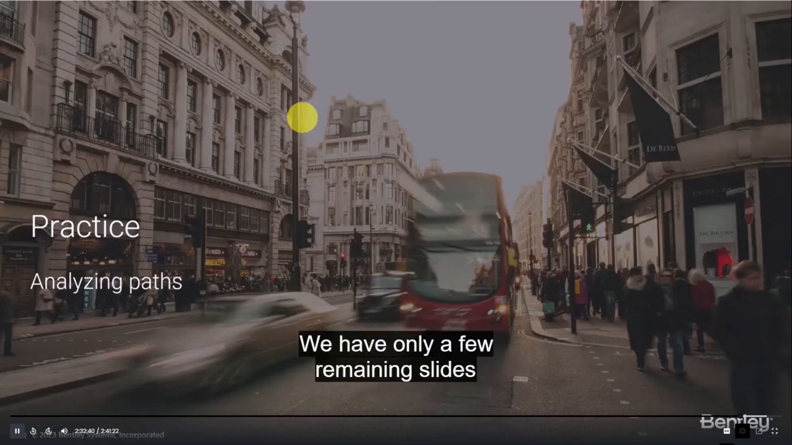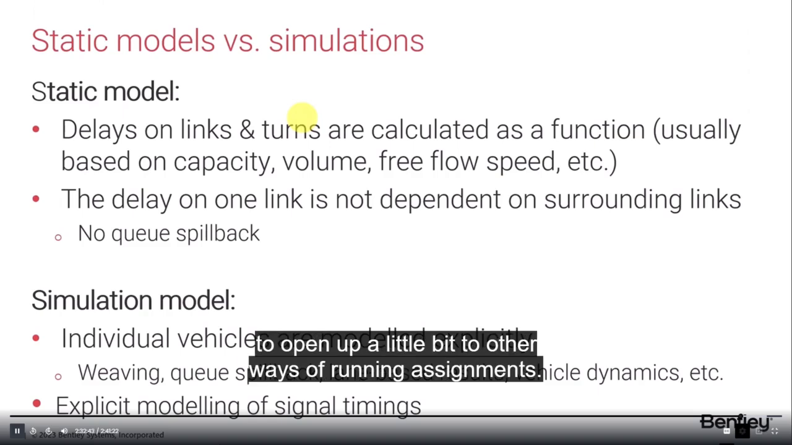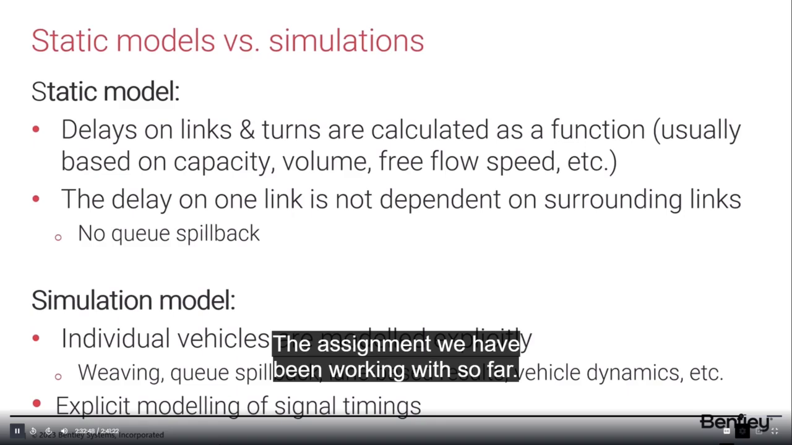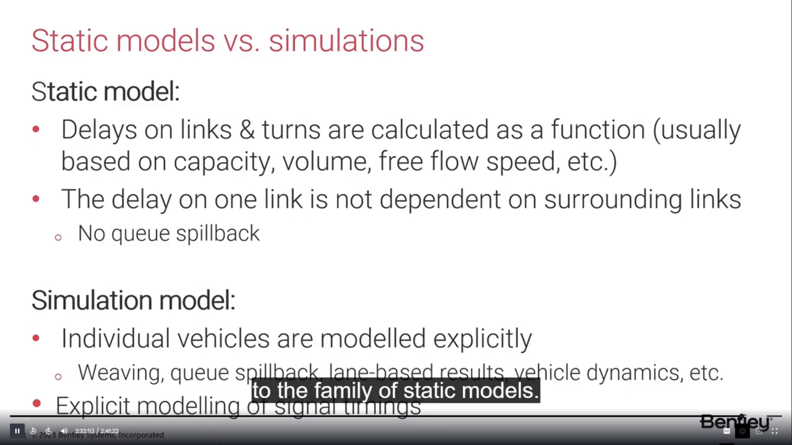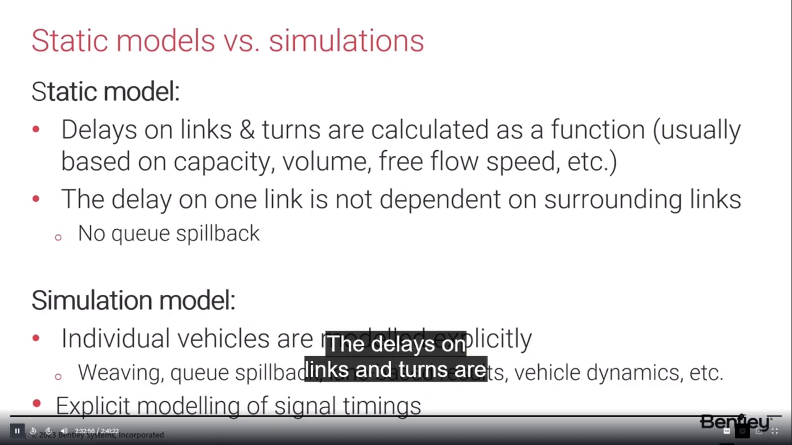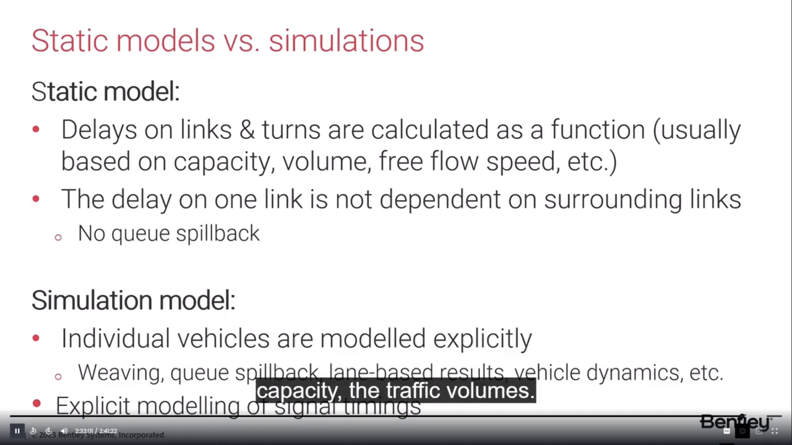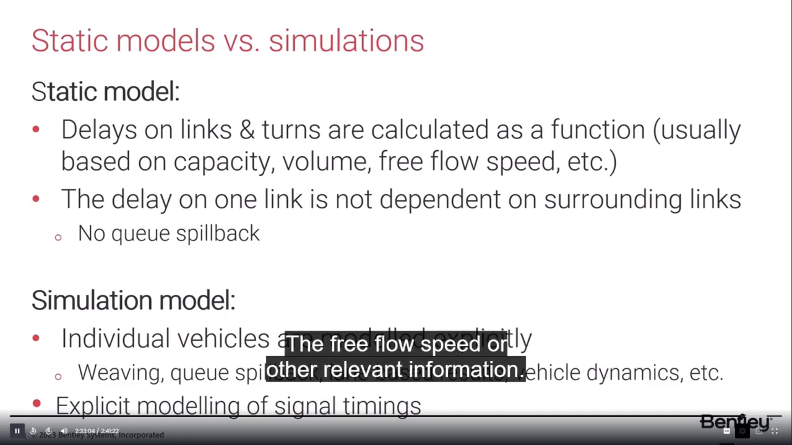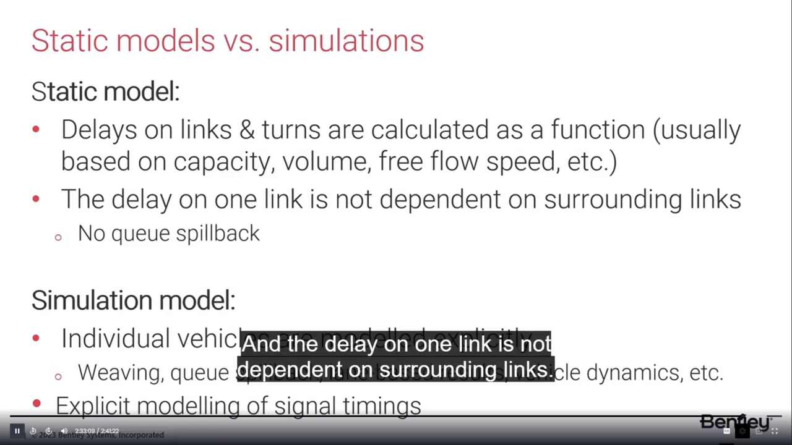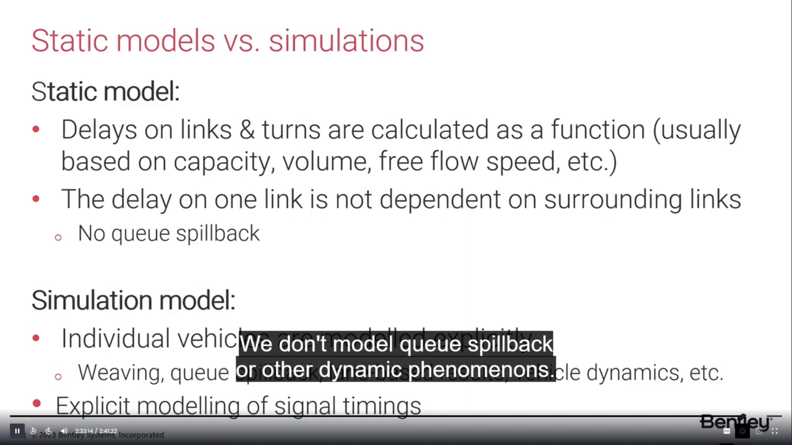We have only a few remaining slides to open up a little bit to other ways of running assignments. The assignment we have been working with so far, the static traffic assignment, belongs to the family of static models. The delays on links and turns are calculated as a function, which usually is based on the link capacity, the traffic volumes, the free flow speed, or other relevant information. And the delay on one link is not dependent on surrounding links. We don't model queue spillback or other dynamic phenomena.